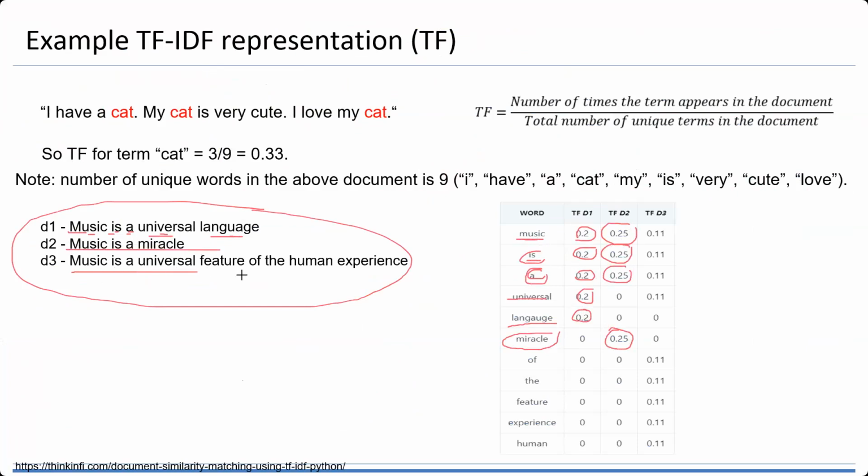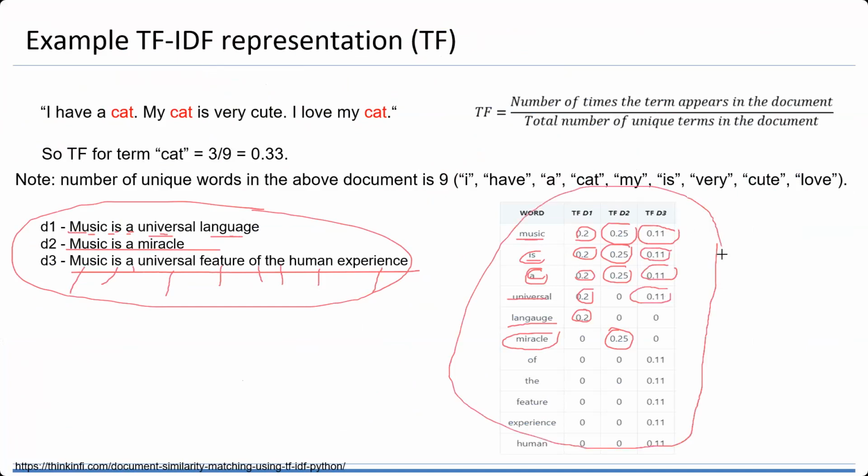Here is: music is a universal feature of the human experience. So every word is unique, so we can just divide by 1, 2, 3, 4, 5, 6, 7, 8, 9. So 1 over 9 for music, 1 over 9 for is, 1 over 9 for and so on. So we can get the term frequency.